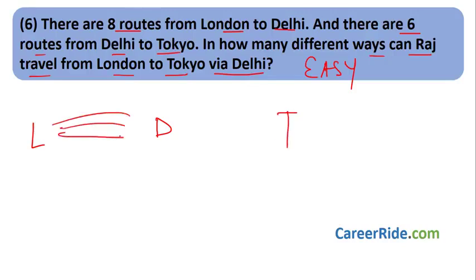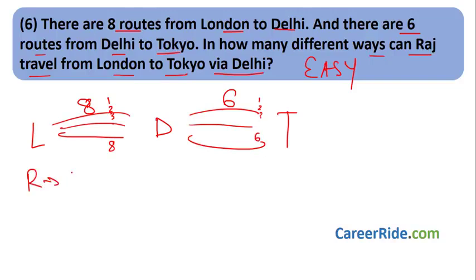There are how many ways from London to Delhi? 8. How many ways from Delhi to Tokyo? 6. In how many different ways can Raj travel from London to Tokyo via Delhi? Very easy. Let us assume there are 8 ways, like 1, 2, 3 up to 8. Then Delhi to Tokyo, again there are 1, 2, 3 up to 6 ways. Let us say that Raj first takes way number 1 from London to Delhi.